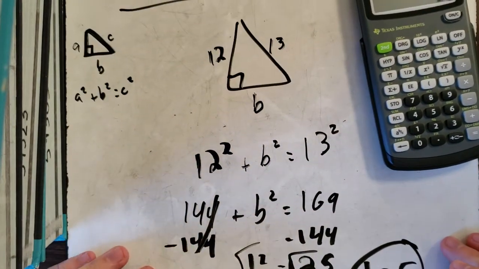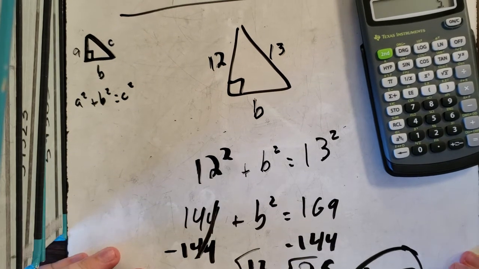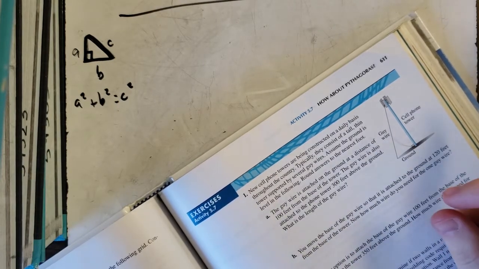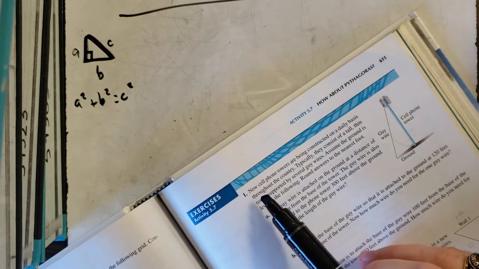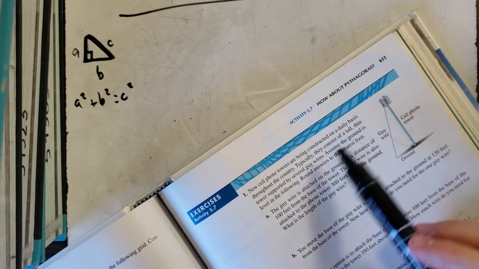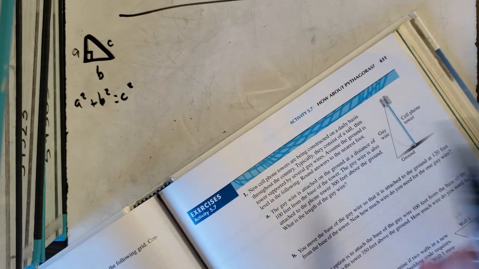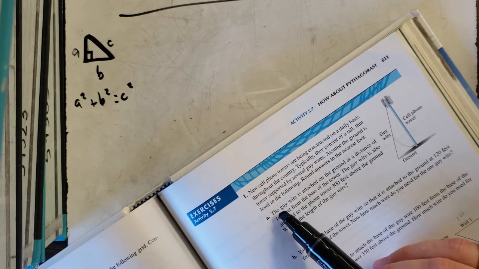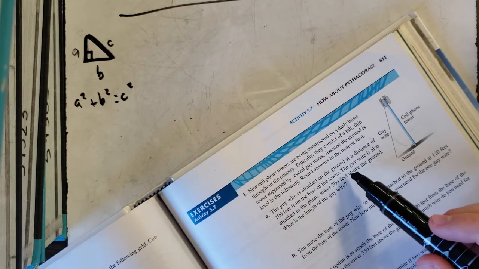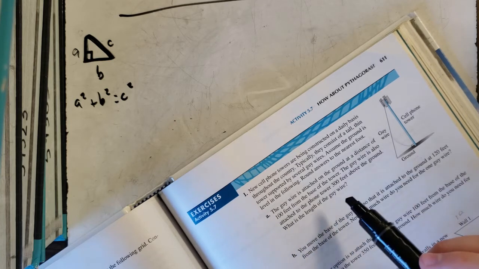Let's do one from the book. So here's number 1 of our first assignment. It says, new cell phone towers are being constructed on a daily basis throughout this country. Typically, they consist of a tall, thin tower supported by several guy wires. Assume the ground is level in the following. Round answers to the nearest foot. So A says the guy wire is attached on the ground at a distance of 100 feet from the base of the tower. The guy wire is also attached to the phone tower 300 feet above the ground. What is the length of the guy wire?